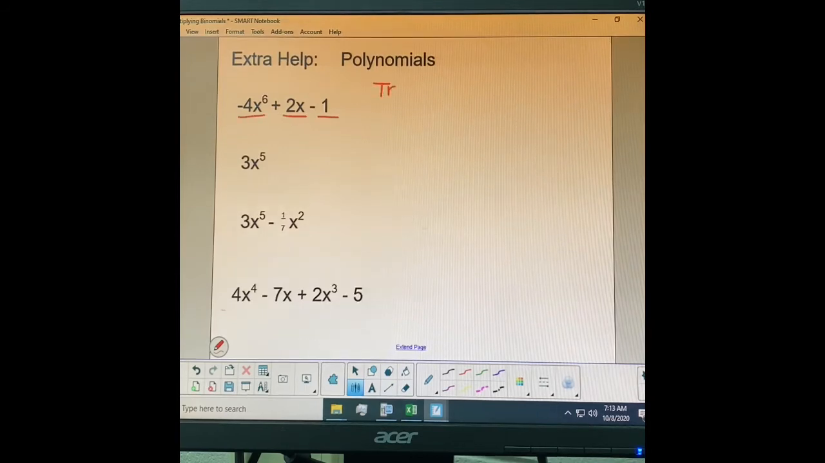Here we have a trinomial because we have 3 terms. Negative 4x to the 6th is one term, positive 2x is another term, and negative 1 is another term. The highest exponent is 6, so we have a degree of 6, and the leading coefficient is negative 4.